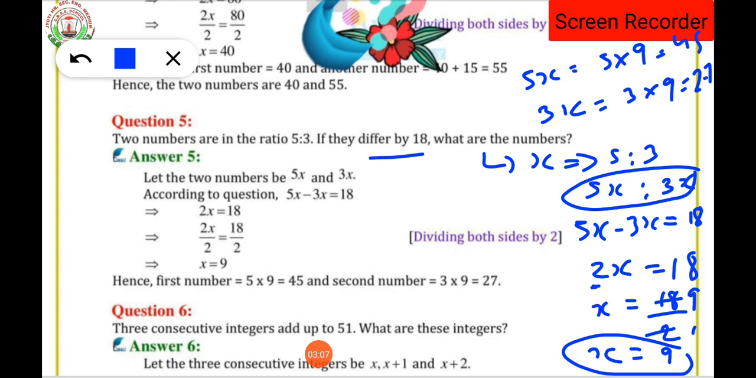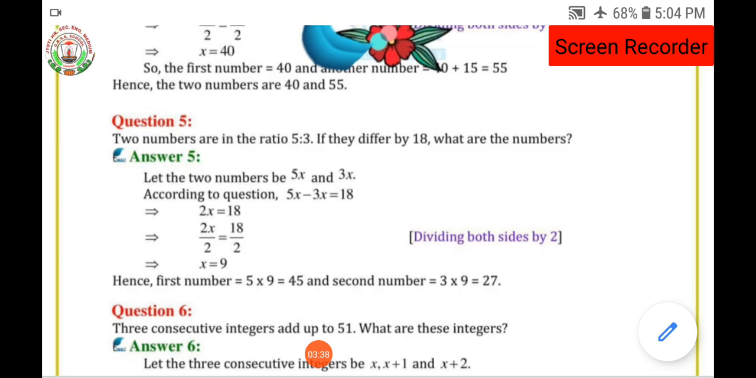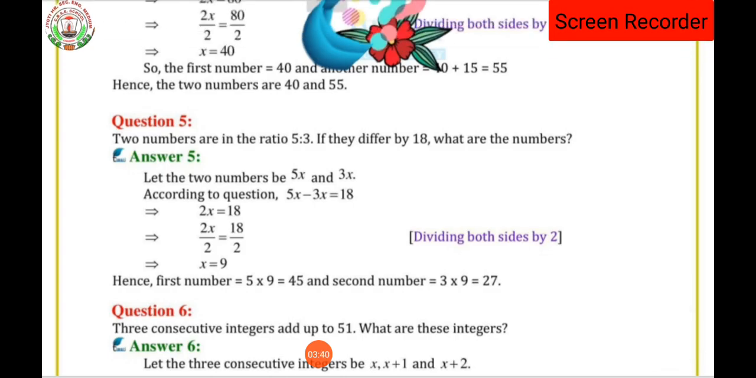Have you understood? Let the two numbers be 5x and 3x. According to the question, 5x minus 3x is equal to 18. 5x minus 3x is 2x. So x is equal to 18 divided by 2, and you will get the required answer as 9. Since the value of x is 9, we put it in 5x and 3x. 5 into 9 will be 45 and 3 into 9 will be 27. So the numbers are 45 and 27.